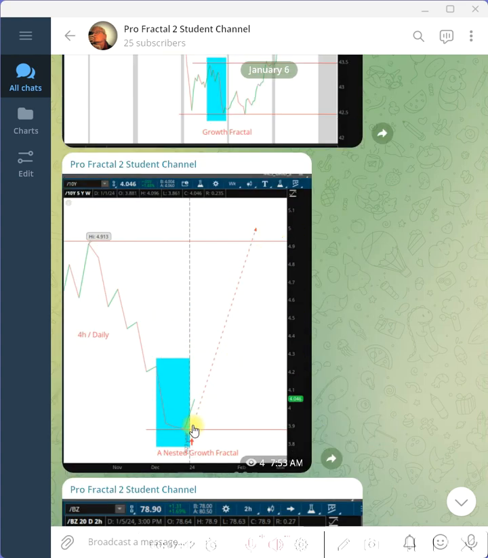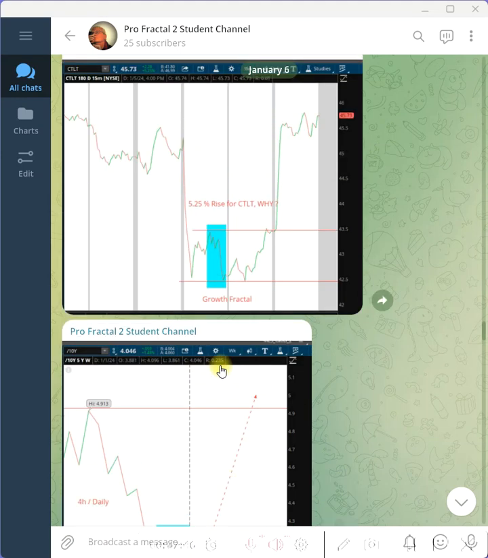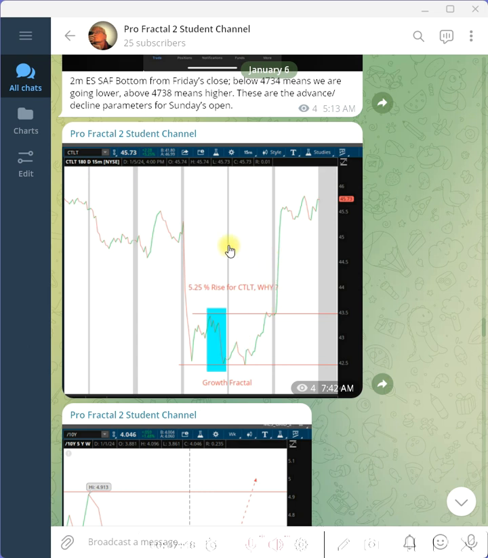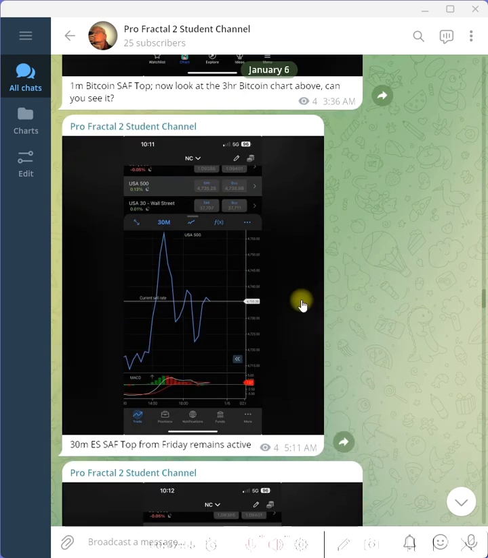And yields will continue to go up. We've been watching this for a month. So it's a warning for the markets here. And again, you can use the fractals for any stock. You can buy call options. You can do the trade on an index.